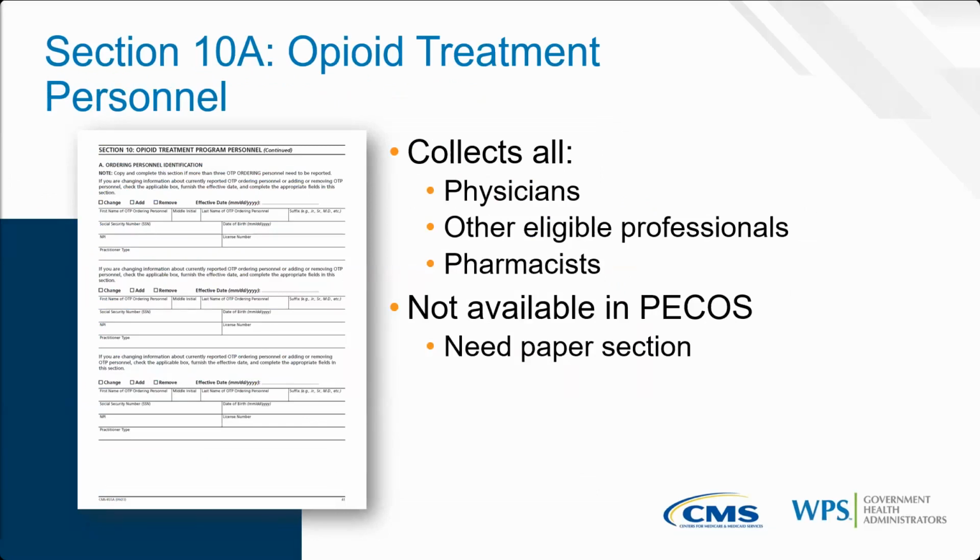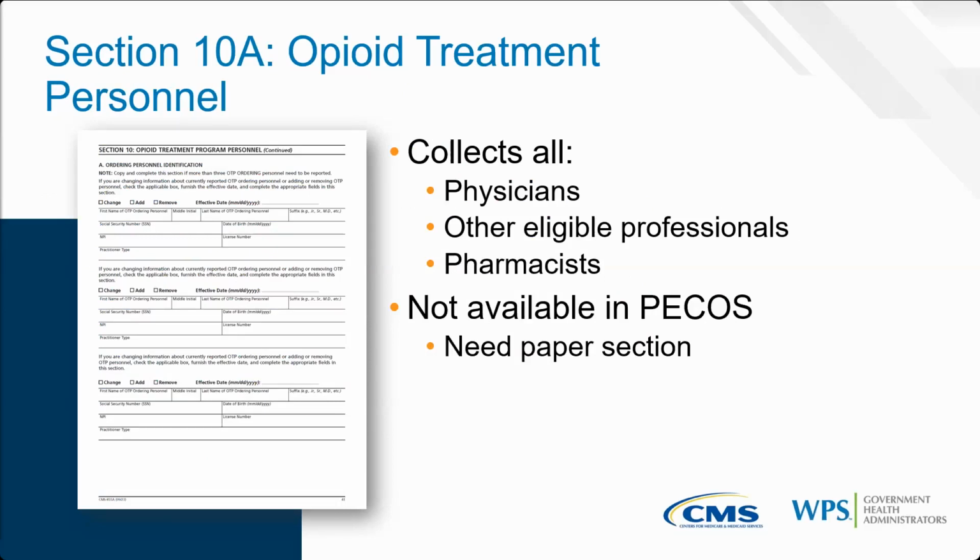Section 10, this is a new section. This is for opioid treatment centers. Section 10A is for the treatment personnel. It's looking for any physicians or other eligible professionals that could include non-physicians, pharmacists, anyone with prescribing rights that are providing treatment. We need them listed here. Those are going to be listed on the record.